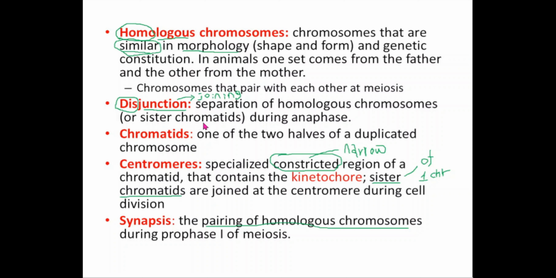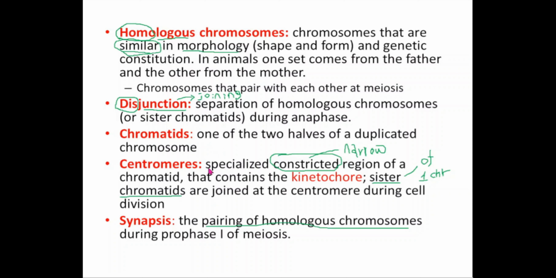In this process, during anaphase, this is a phase in the cell division. There are different phases in cell division. Anaphase is one. Therefore, there will be separation of sister chromatids at anaphase. This we call disjunction. Chromatid: one of the two halves of a duplicated chromosome. There will be chromosome duplication during cell division. One chromosome will be duplicated or divided. That will make the chromatids.